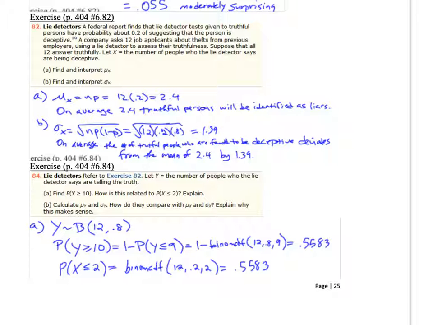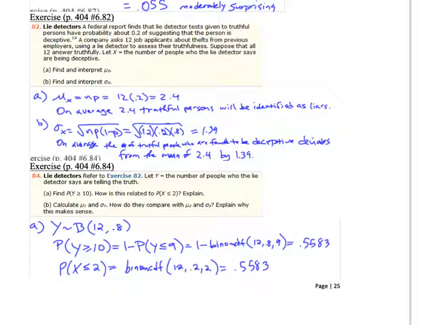Lie detectors. A federal report finds that lie detector tests given to truthful people have a probability of 0.2 of suggesting that the person is deceptive. A company asked 12 job applicants about thefts from previous employers using a lie detector to assess their truthfulness. Suppose all 12 answer truthfully.